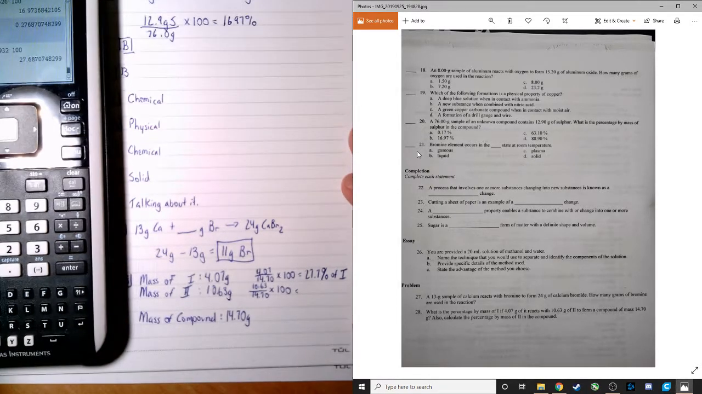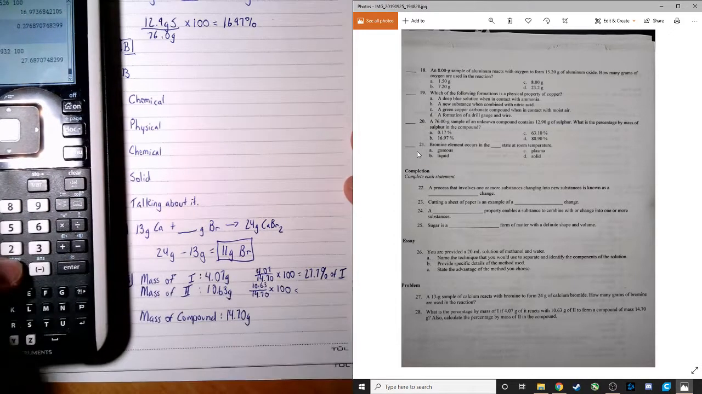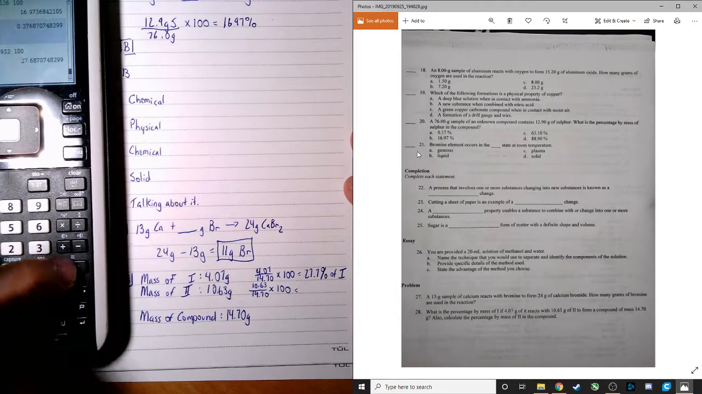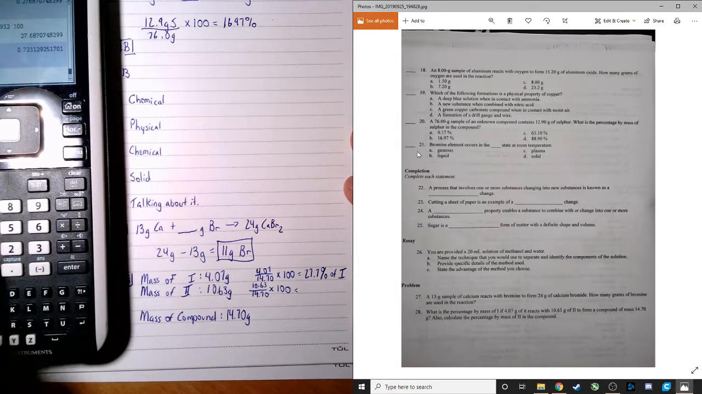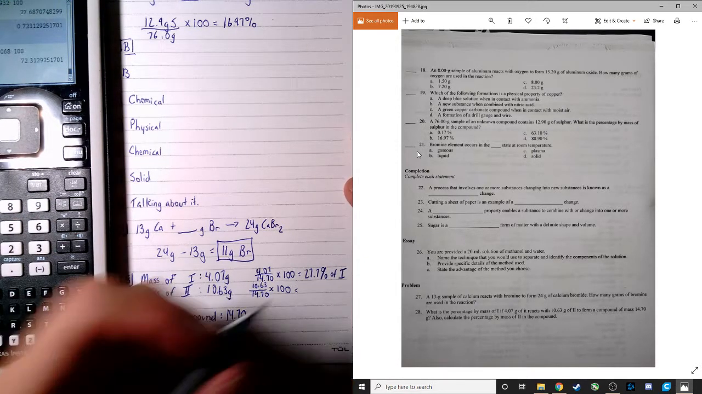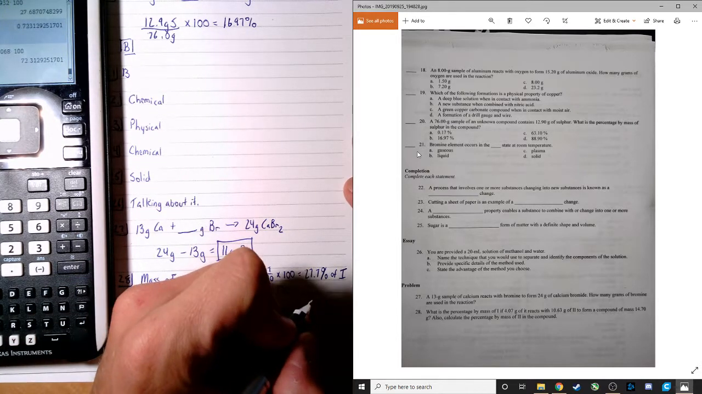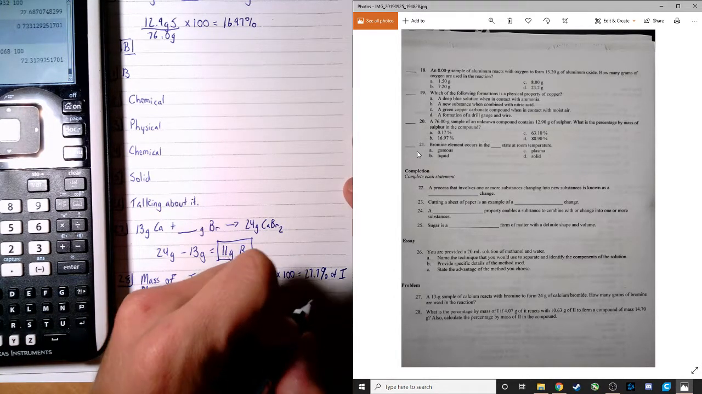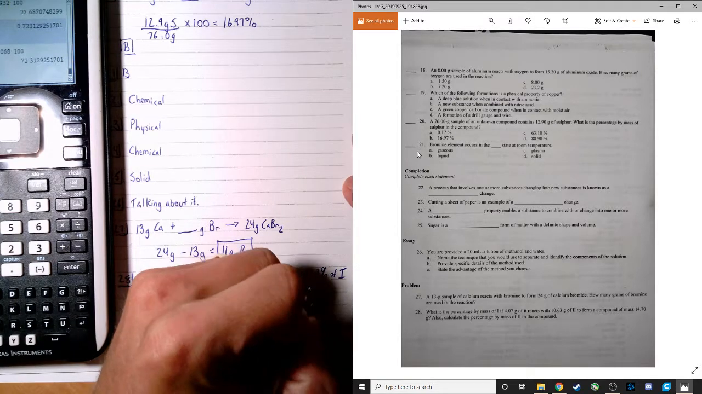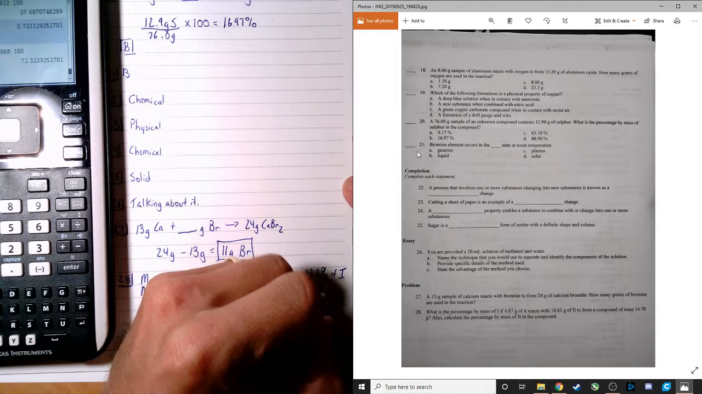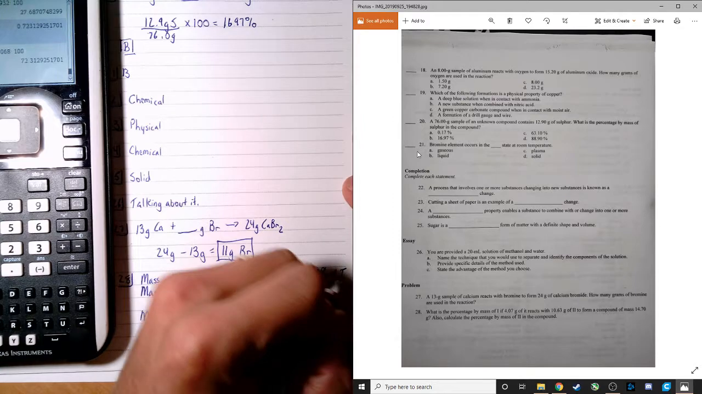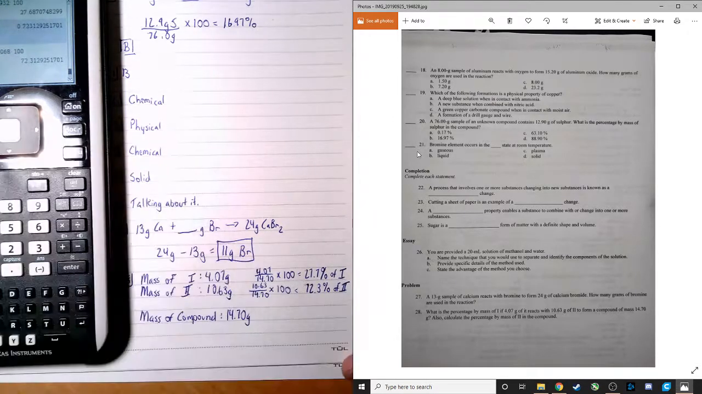Then if we do the next one, 10.63 divided by 14.7 times 100, that gets you 72.3% of element 2.